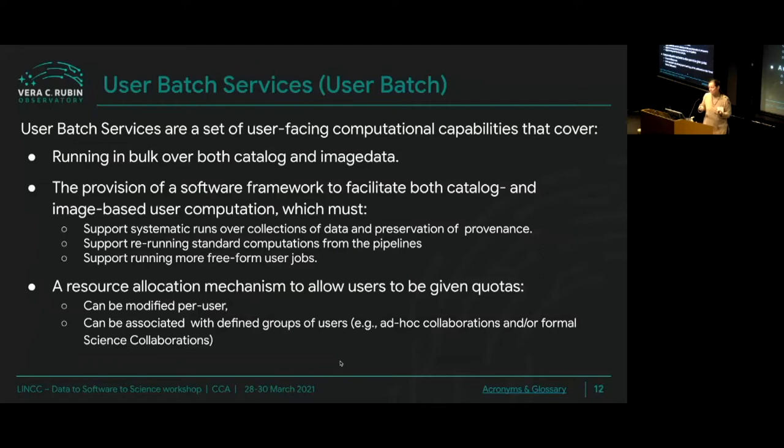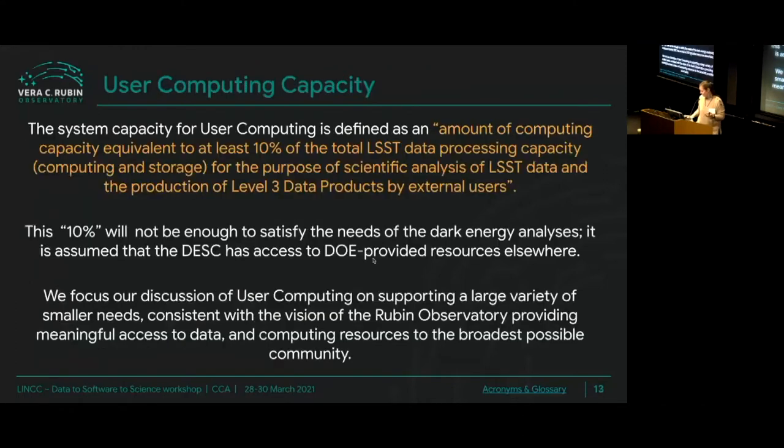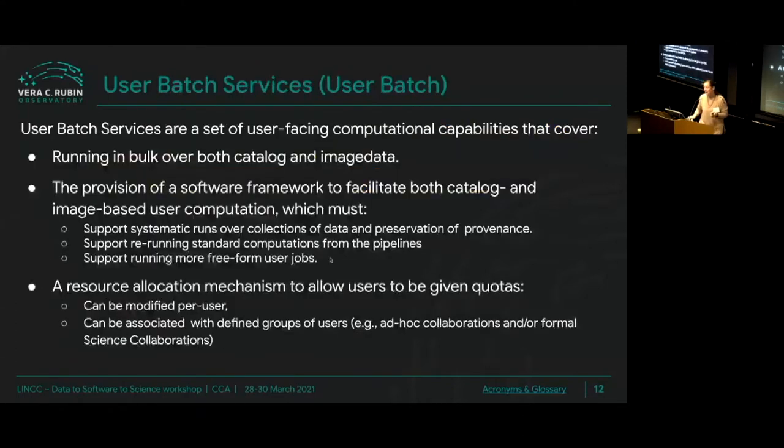So user batch services, this is something we're working on at the moment. It's not available yet, these are the user-facing computational capabilities that will be available to you to execute these use cases. So if you want to do a cross-match, if you want to compute periodograms, we will support running in bulk over both catalog and image data, and provide a framework in which to do this.